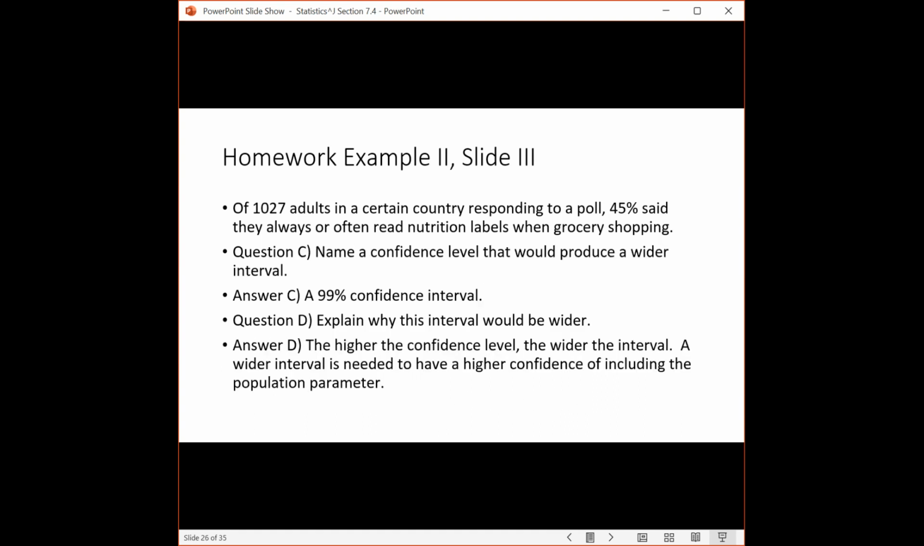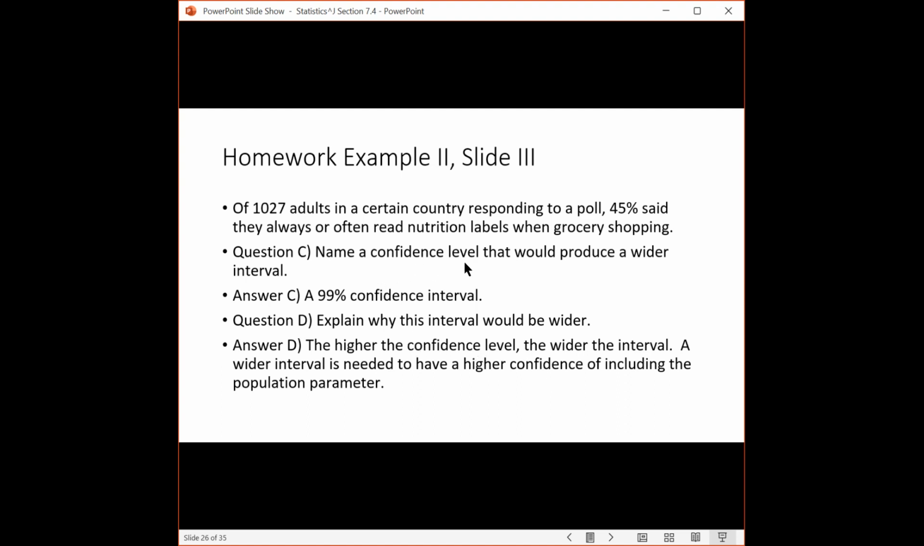All right, and then question C, name a confidence level that would produce a wider interval. The way confidence intervals work is that you need a probability of certainty for how wide it is. If you have a higher confidence level, then you need a wider interval to have a higher likelihood that you've included the population parameter. So a 90% confidence interval is going to be wider than an 80%. A 95 is going to be bigger than a 90, and so on. Hopefully that makes sense.